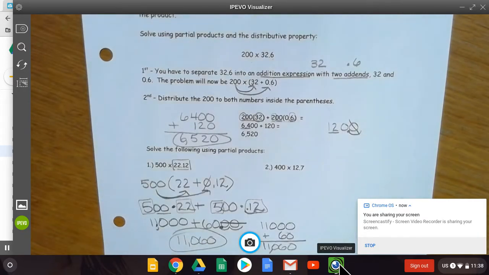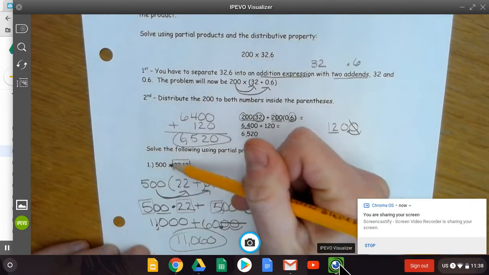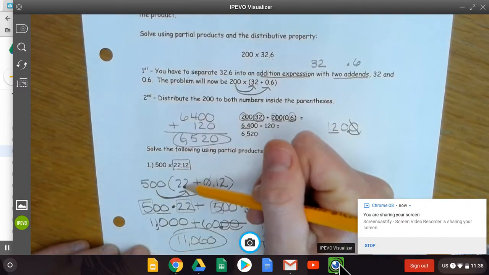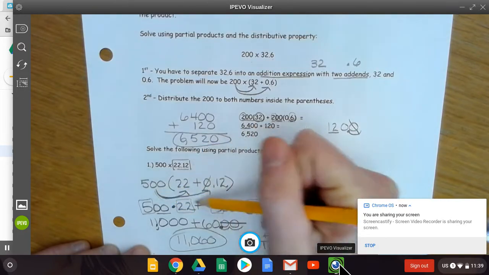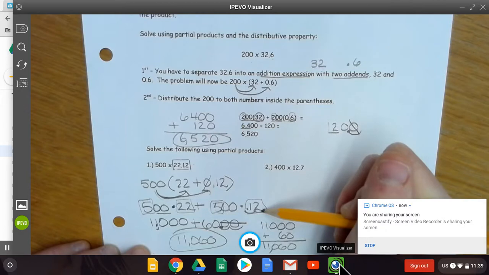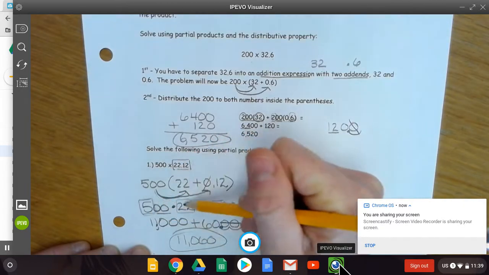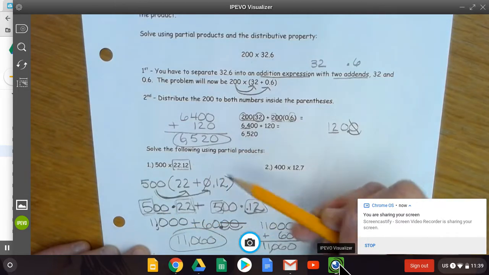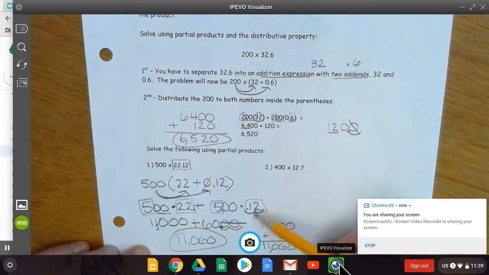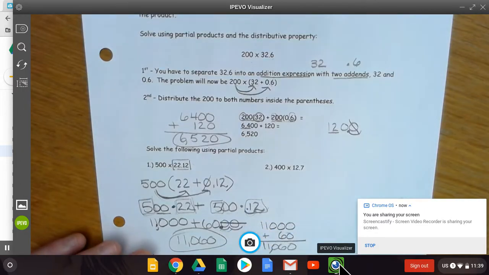And that's our answer. Okay, so again, if I review, 500 times, we broke this apart into 22 and 12 hundredths. 500 times 22, 500 times 0.12, 12 hundredths. I multiplied the 5 times the 22, got 110, tacked on the 2 zeros, then multiplied 5 times 12, got 60, added the 2 zeros, brought the decimal over 2 because there are 2 places in this number, and got 11,060.